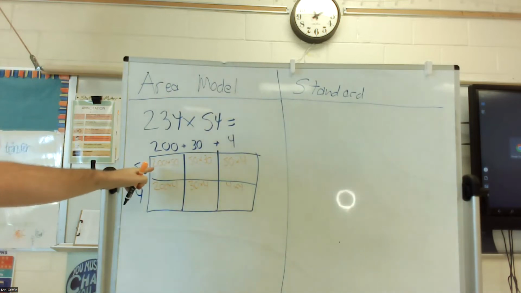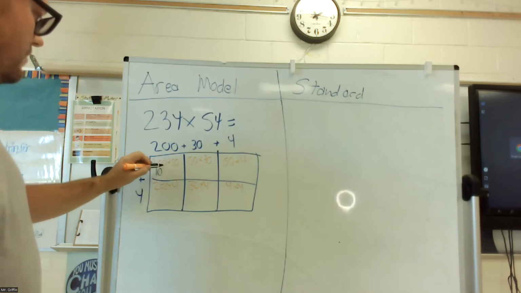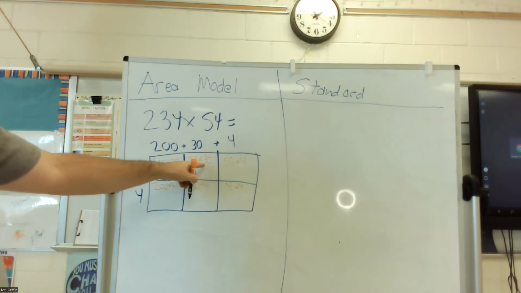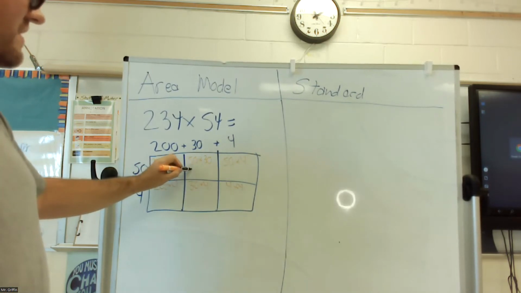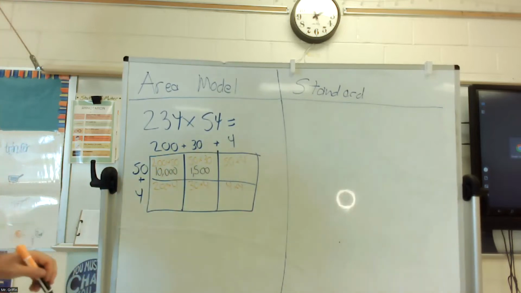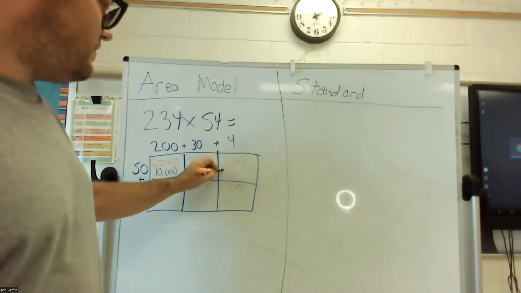So for my first one, I have 200 times 50. I know 2 times 5 is 10. 1, 2, 3 zeros, 10,000. 50 times 30. I know 5 times 3 is 15. 2 zeros, 1,500. 50 times 4. I know 5 times 4 is 20.